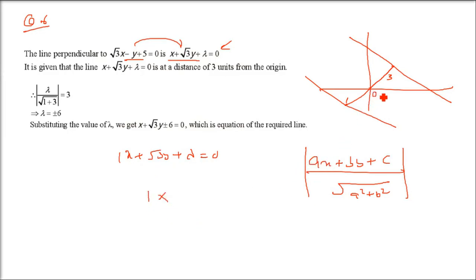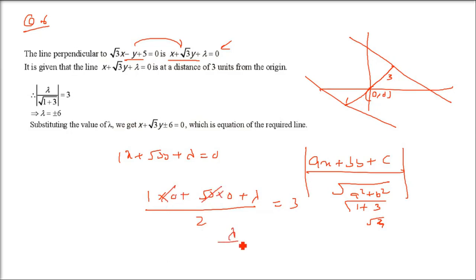So 1 into, in place of x and y, I am putting from where the distance has been computed. So 1 into 0 plus root 3 into 0 plus lambda by, and this under root a square plus b square, 1 square plus root 3 square, that is 1 plus 3, 3 plus 1 is 4, under root 4 is 2. So you get 2. This equals 3. Now this distance can be negative, positive. This is 0, 0. Lambda by 2 equals 3, lambda is 6.